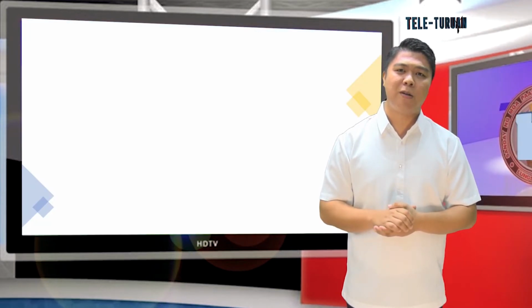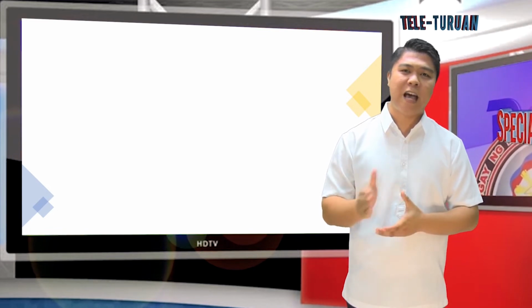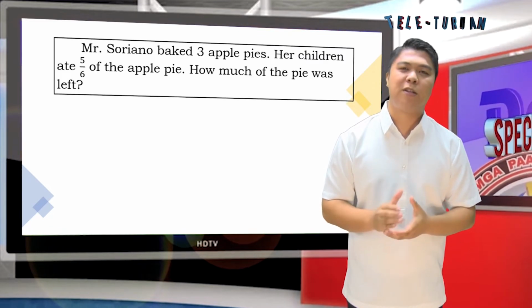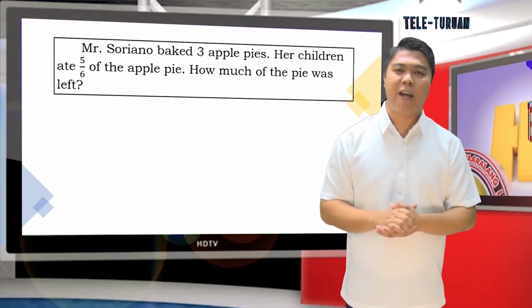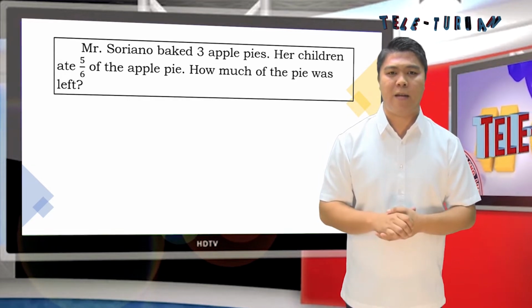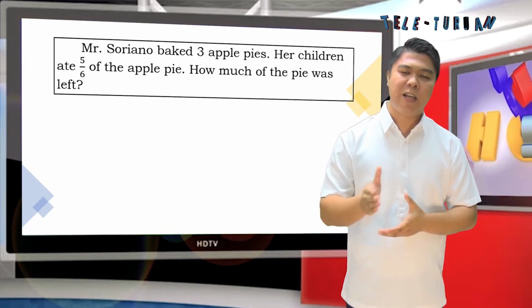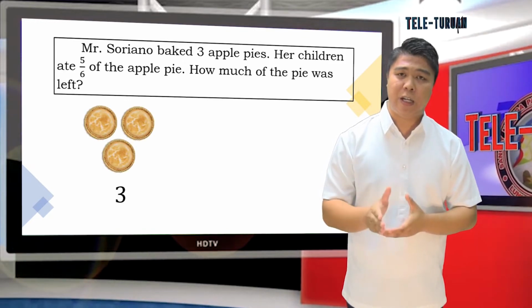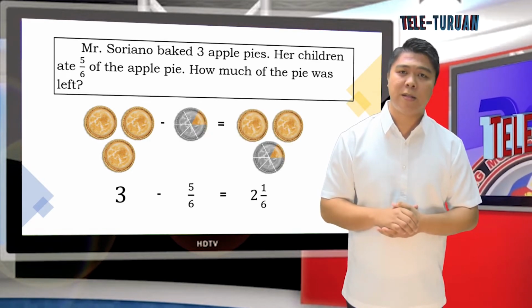Now, let's talk about subtraction of fraction from whole number. Let's have this word problem. Mr. Soriano baked 3 apple pies. Her children ate 5/6 of the apple pie. How much of the pie was left? Let's see this illustration. 3 minus 5/6 is equal to 2 and 1/6.